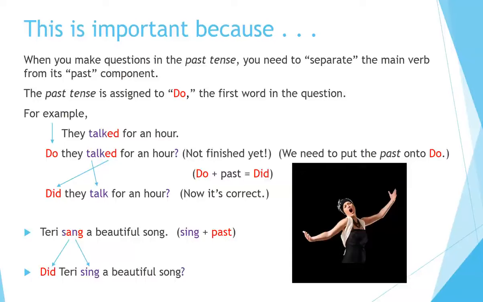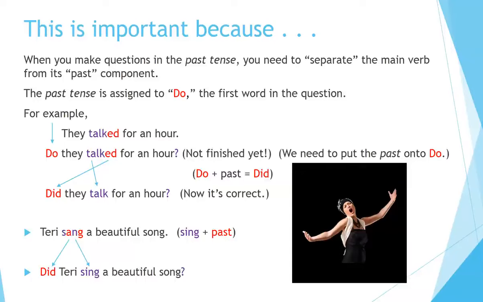For example, they talked for an hour. Do they talked for an hour? Notice that we put do at the beginning of the sentence. And we need to move the ed to the do. So we're not finished yet. We need to put the past marker onto do. So do plus the past tense is did. Did they talk for an hour? Now it's correct.